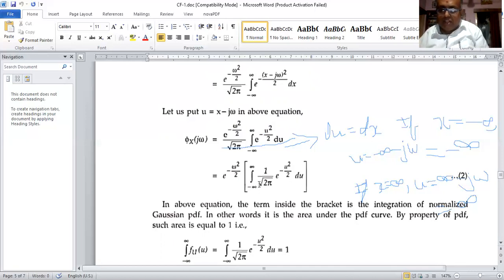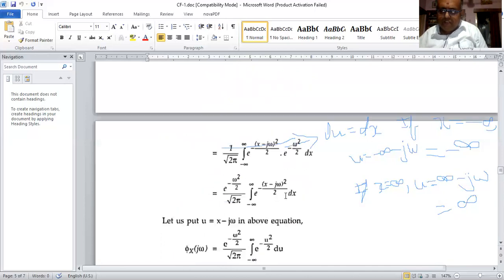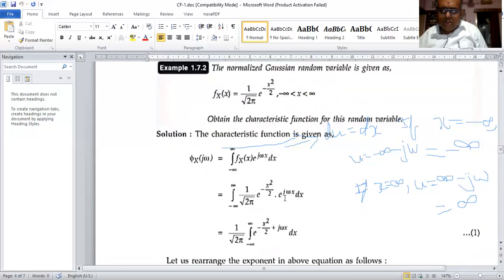That's not the thing only. The area under any PDF is equal to 1. May it be area under the exponential curve, it is equal to 1. Area under the Laplacian curve, it is 1. Area under Rayleigh PDF, it is 1. Area under any PDF is equal to 1. This is the definition of the standard normal distribution. This is 1 by root 2 pi e to the power of minus x squared by 2, which is fx of x.